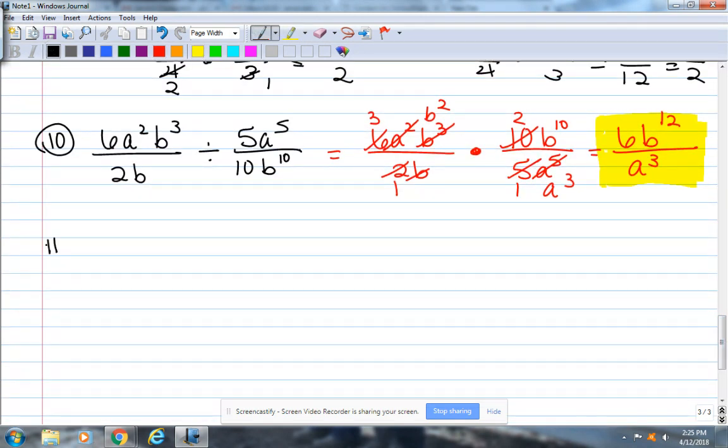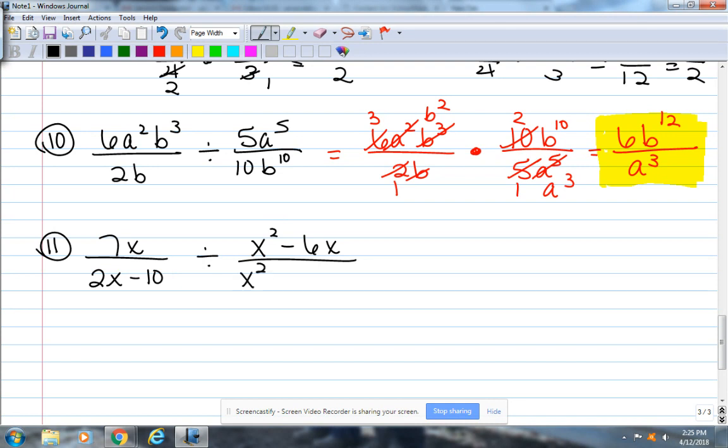Let's do a couple more. Let's do some with polynomials. 7x divided by 2x minus 10, divided by x squared minus 6x over x squared minus 11x plus 30.